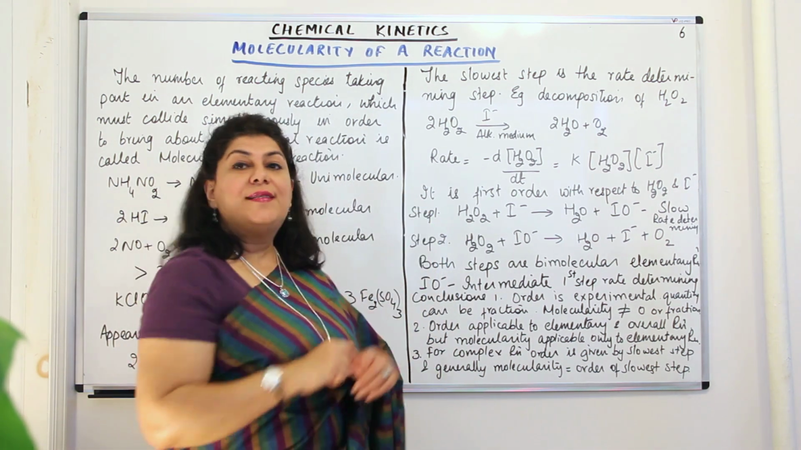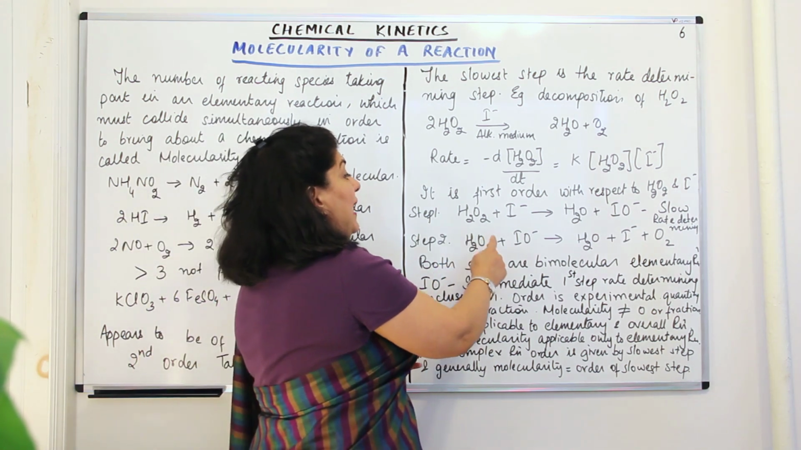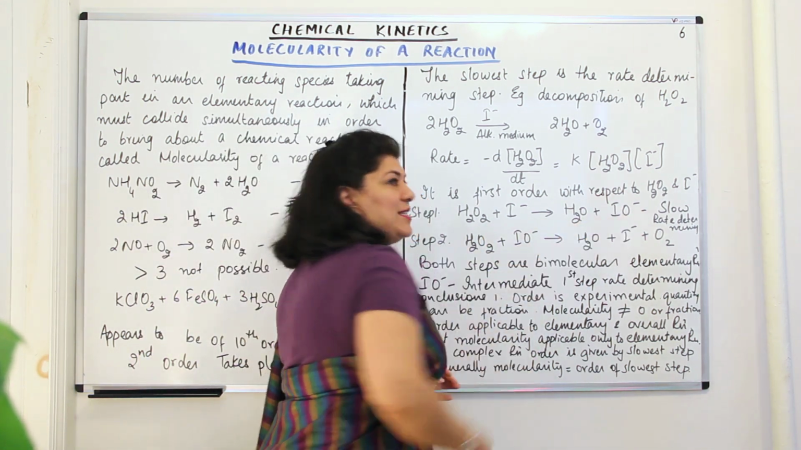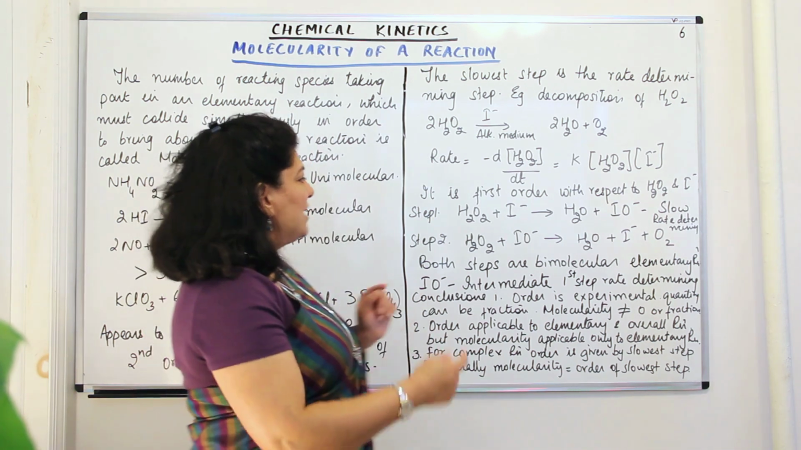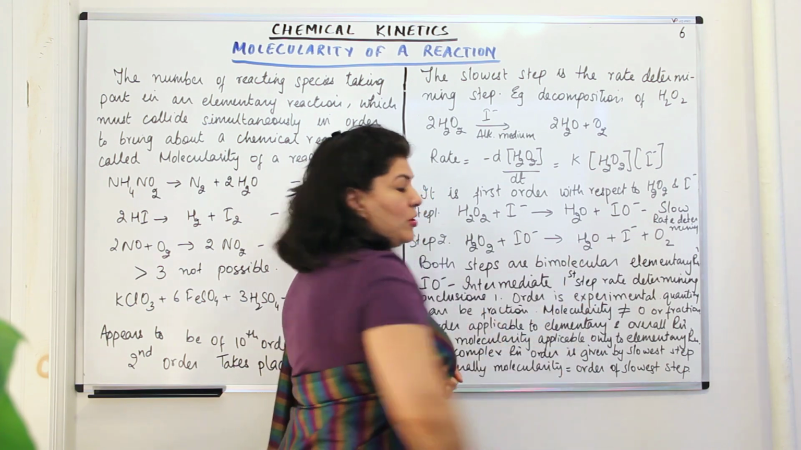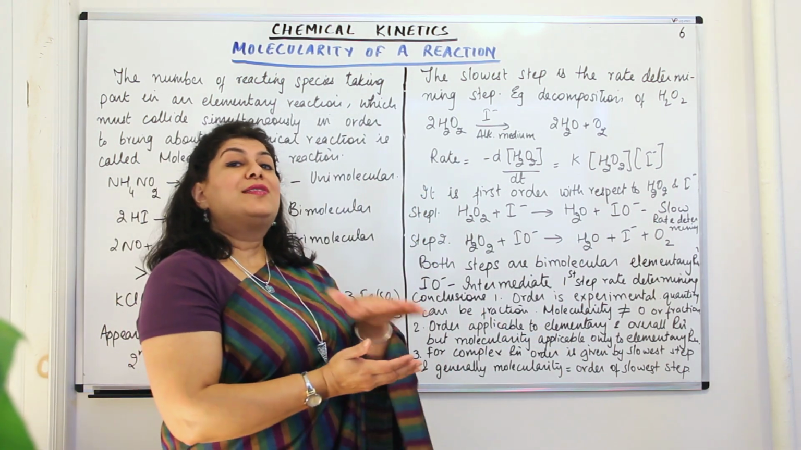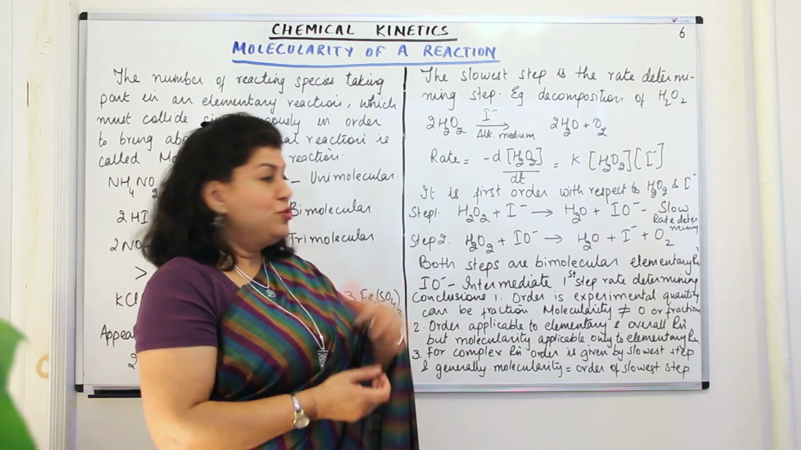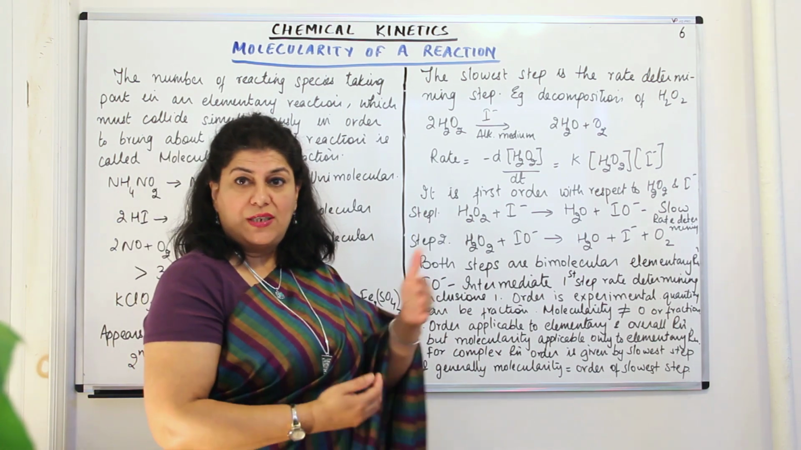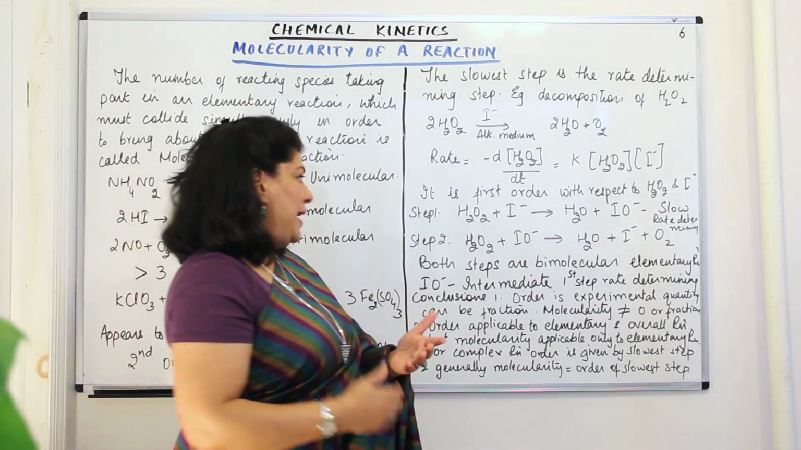Then, what happens in the second step? The second step is a quicker step. In this you have H2O2 and it reacts with the IO- ion that is produced. And when it reacts with the ion, it gives the iodide ion back and it forms water and oxygen. Now, the overall reaction is always the sum of the elementary reactions. So these two are the elementary reactions, step 1, step 2. If you find the sum of these, you will get the overall reaction.